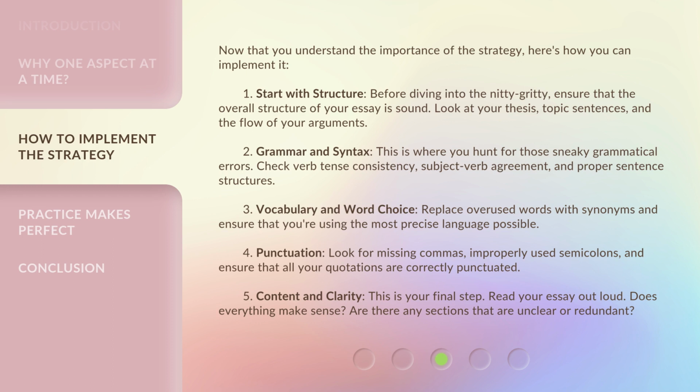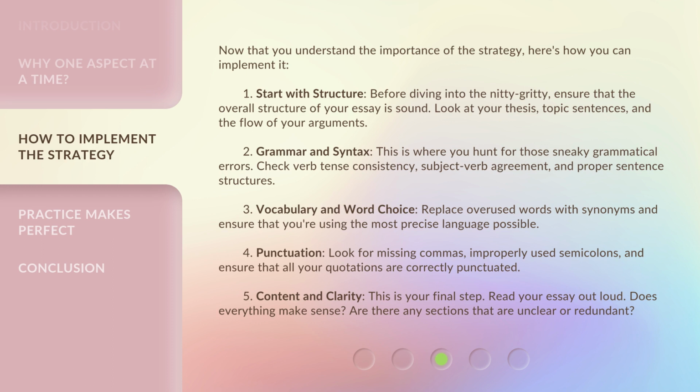2. Grammar and syntax. This is where you hunt for those sneaky grammatical errors. Check verb tense consistency, subject-verb agreement, and proper sentence structures. 3. Vocabulary and word choice. Replace overused words with synonyms and ensure that you're using the most precise language possible.